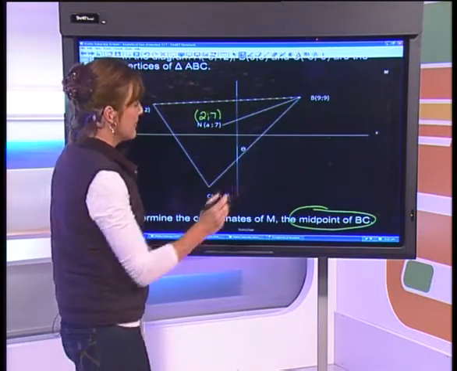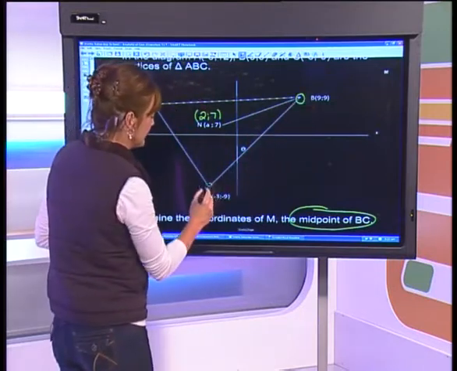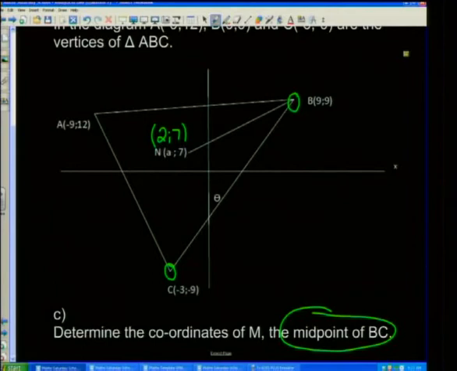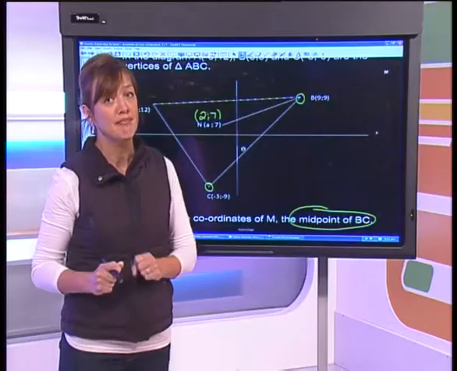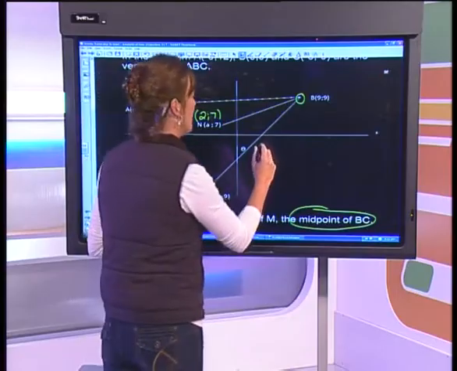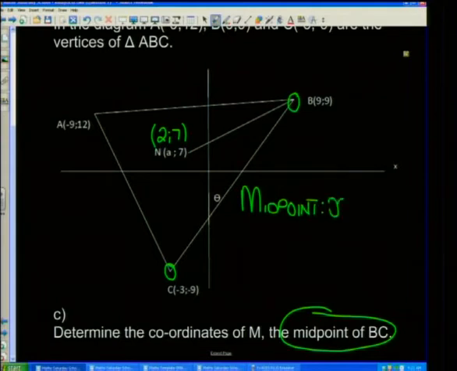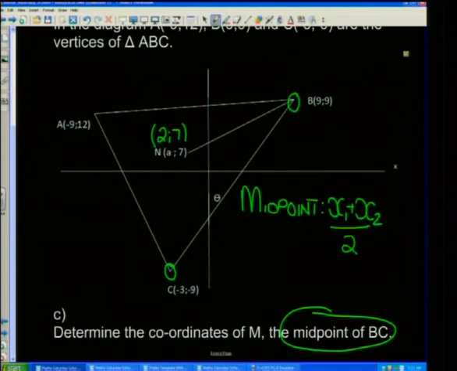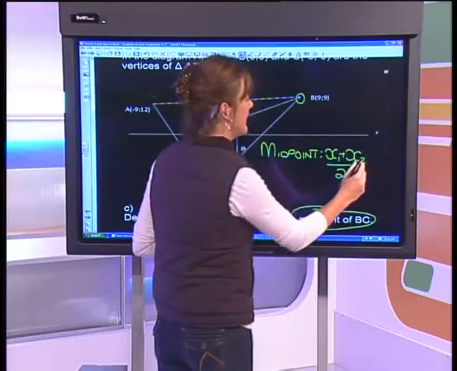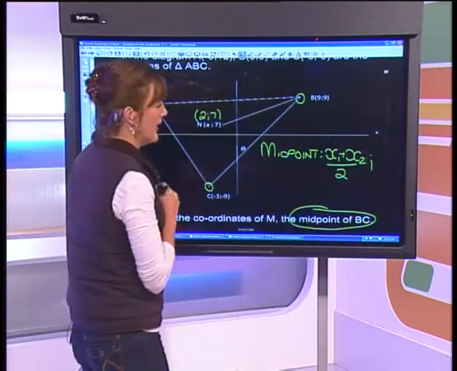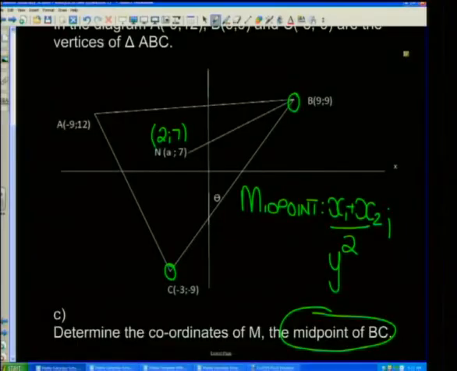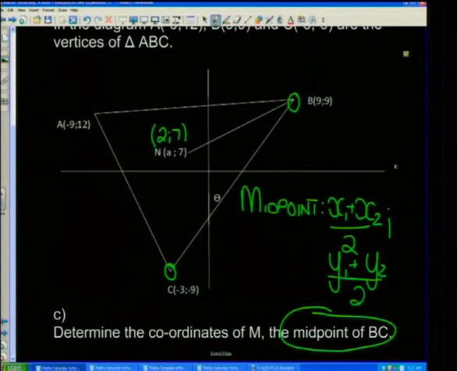Right, so we're looking for the midpoint from point B to point C. Again, the formula is on your formula sheet, but make sure you know it. The way we work out the midpoint is we take x1, add x2, and divide by 2, that's to find the x coordinate. To find the y coordinate, we take y1 plus y2, and again divide by 2.